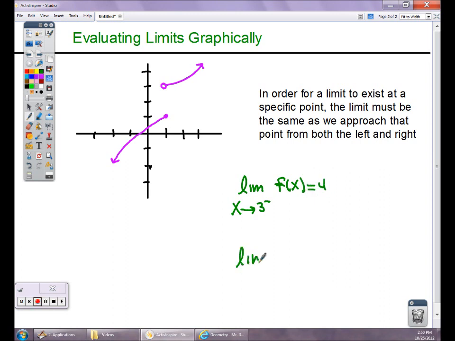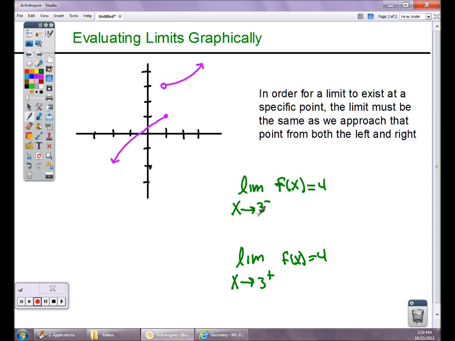I must also approach the value of x equals 3 from the right. So I would denote that the limit as x approaches 3 from the right, the notation again, a plus sign to the right of the 3. So I'm going to start coming down the graph. I'm at an x value of 4, an x value of 3.5, an x value of 3.1, and you can see again I'm still getting closer and closer to f of x equals 4.